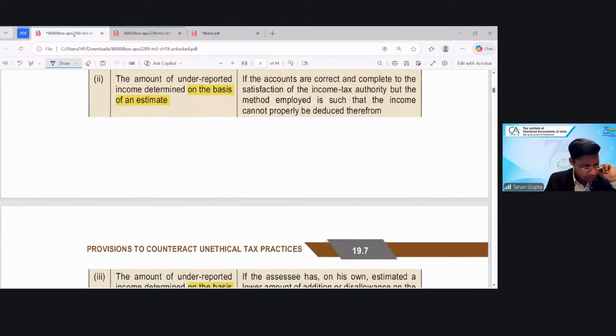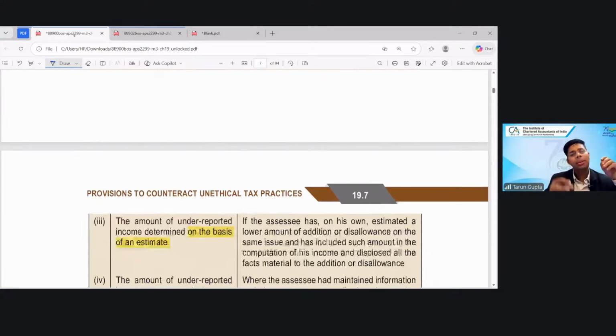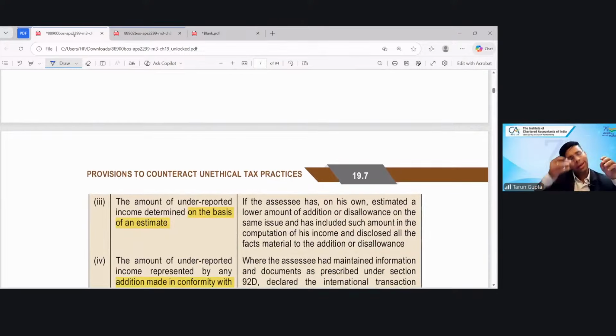And the next point is that the amount of underreported income is determined on the basis of estimates. The assessee made an estimate, but the tax officer changed that estimate. The assessee estimated an expenditure to be 7%, and the tax officer changed the estimate to 5%. So there's only an error of estimate. In such a case, the penalty is not liable.